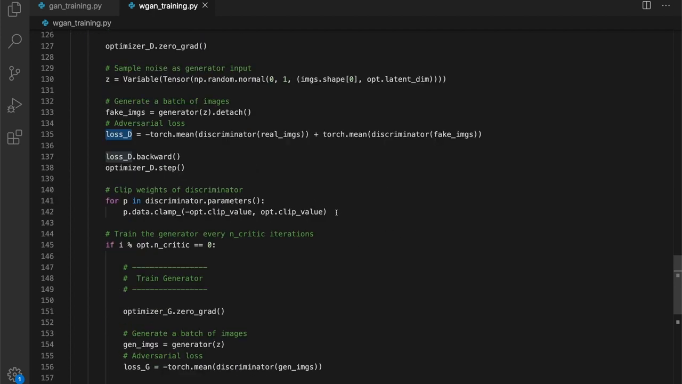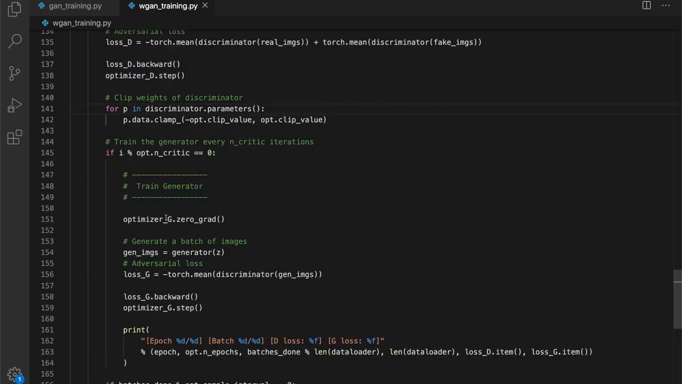Next, we enforce Lipschitz continuity by clipping the weights of the discriminator over here. To update the generator, all we do is optimize its loss function, which is just the negative of the mean over the discriminator's predictions for the fake images, as you can see here, and we then optimize the generator.